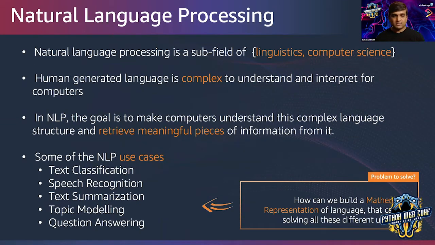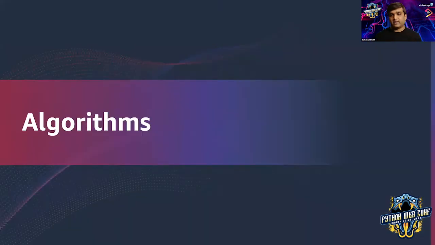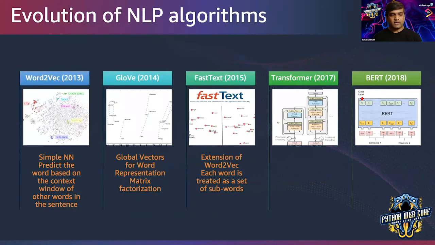Whatever problems we discussed, like text classification, speech recognition or text summarization, are all classical NLP-based problems. What we need to do is come up with a mathematical model so that a computer can understand, or rather, you can train a model in such a way that it can solve or predict all of these problems. Now, there has been a lot of research and work going on for quite some time, like Word2Vec, GloVe, FastText and so on. But the revolution actually came in the 2017 and 2018 timeframe with the introduction of transformers.